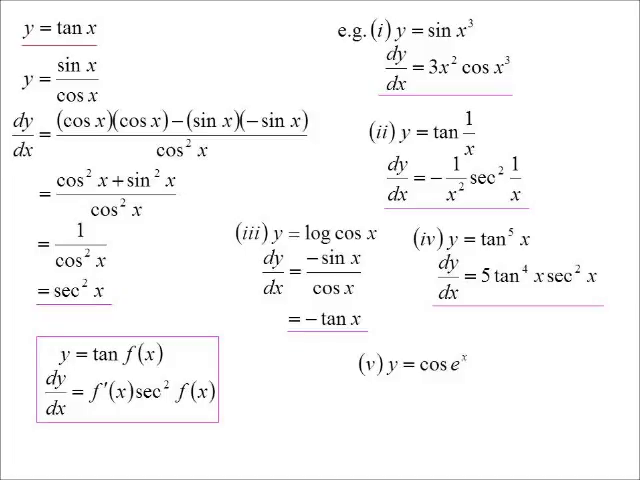Differentiate the angle is e to the x this time. Derivative of e to the x is e to the x, world's easiest derivative. That goes out the front. Differentiate cos, cos goes to minus sine, and the angle doesn't change. So we get minus e to the x sine e to the x.